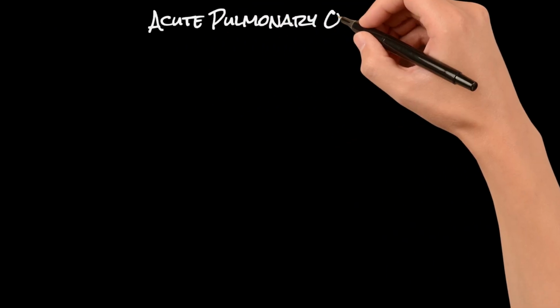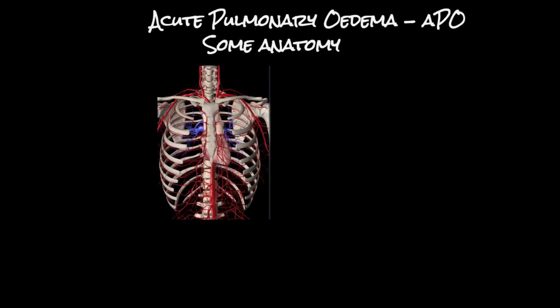Today we're looking at acute pulmonary edema, APO. Let's look at a global visualisation of the important anatomy. We'll bring up first the thorax with the heart that's central and slightly over to the left. It starts at the 4th intercostal space and the apex is at the 6th intercostal space.